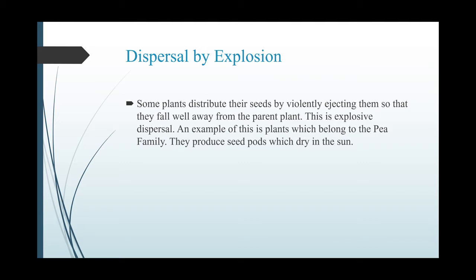Dispersal by explosion. Some plants distribute their seeds by violently ejecting them so that they fall well away from the parent plant. This is explosive dispersal. An example of this is plants which belong to the pea family. They produce seed pods which dry in the sun.